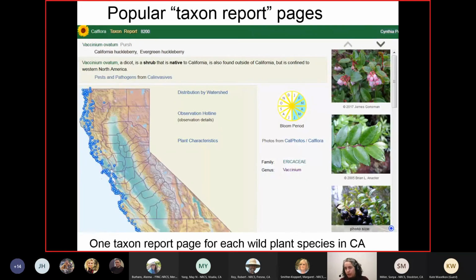This is a snapshot of our taxon report pages for each of those 10,000 wild plant species that grow in the state of California. Each one of those has a taxon report page. That includes the scientific name, the author, common name or multiple common names, photos, bloom wheel, family, genus, distribution by watershed, and plant characteristics.